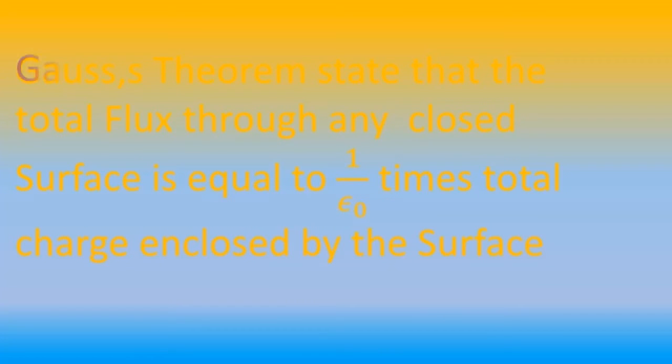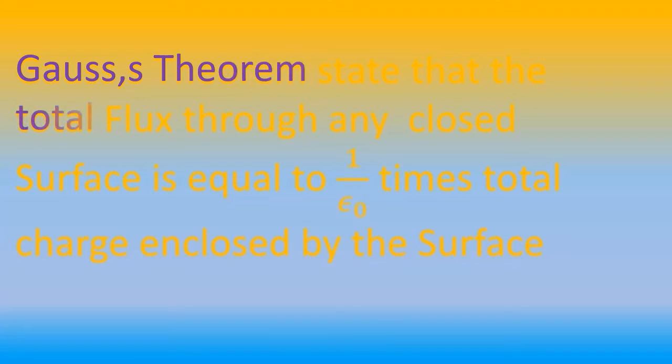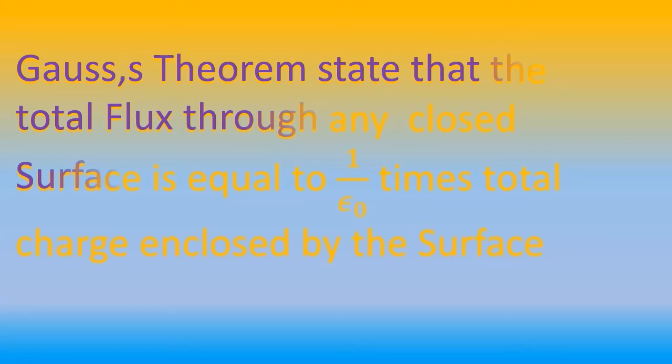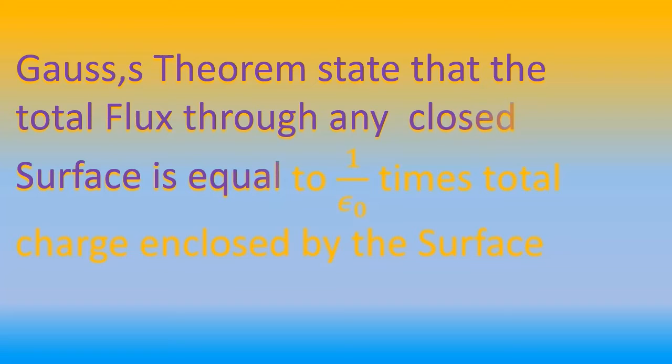Let us learn Gauss's theorem. Gauss's theorem states that the total flux through any closed surface is equal to 1 by epsilon 0 times total charge enclosed by the surface.